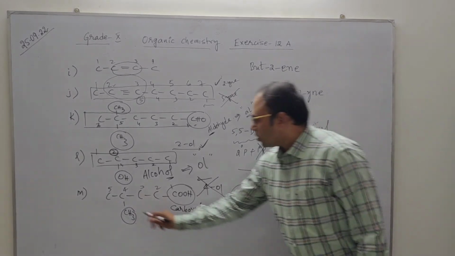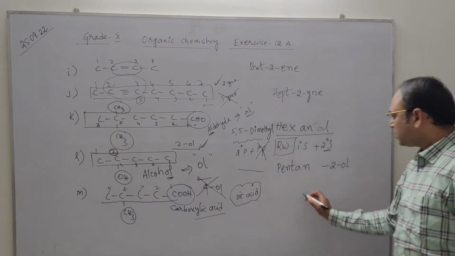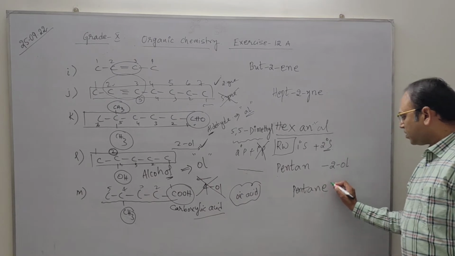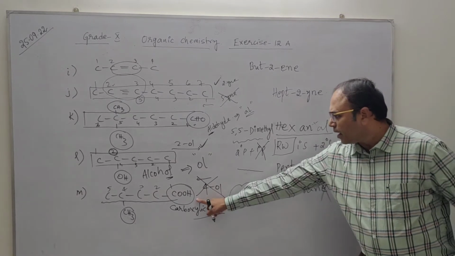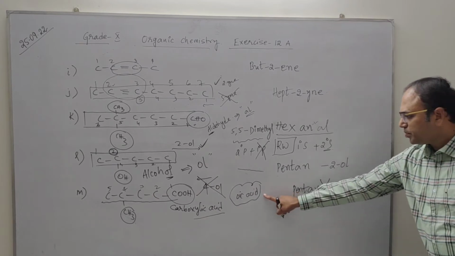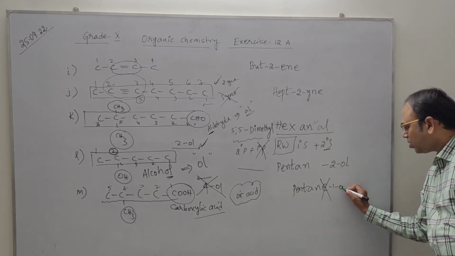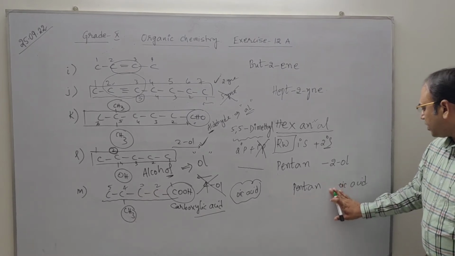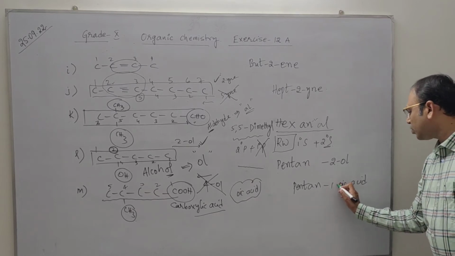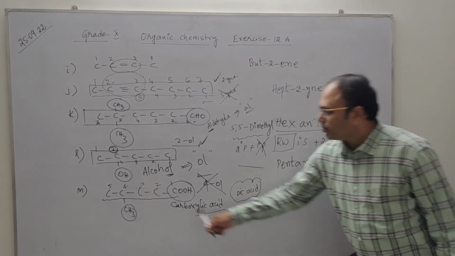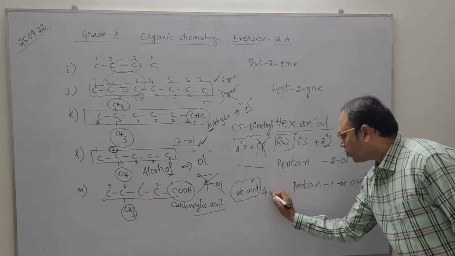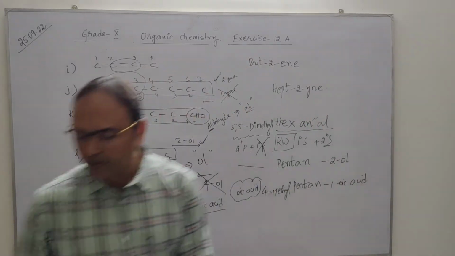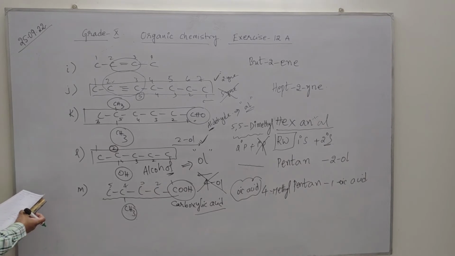Let us write the longest chain. 5 carbons, root word is pent, all single bonds, ANE. Once again remove E at the terminal position, and you know that carboxylic acid should be written as oic acid. So you can write pentane-1-oic acid, or you can even write straight away pentanoic acid. And the methyl branch at the 4th position, hence 4-methylpentanoic acid. Hope you have understood after this. Next.